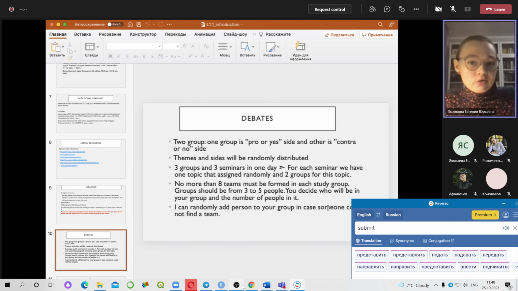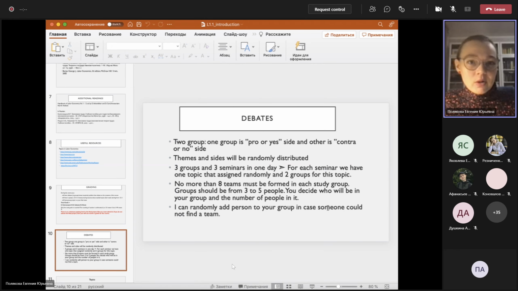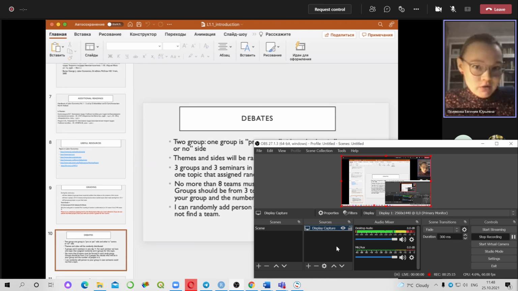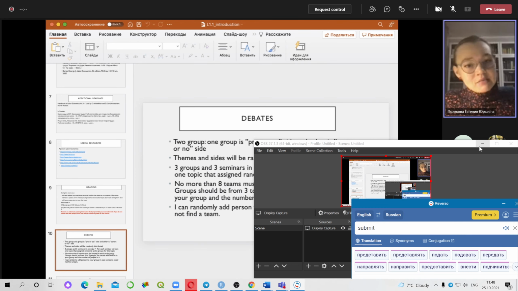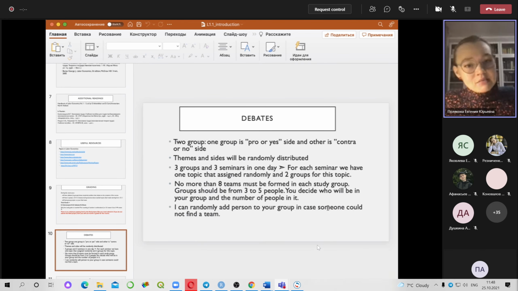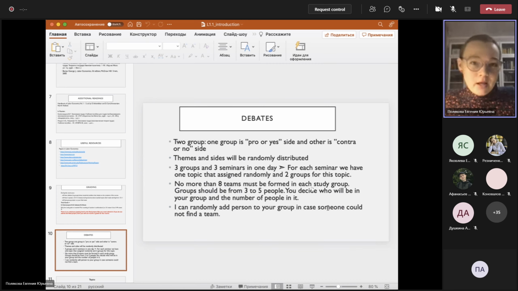Then the other group is contra, or no side, or you speak about the disadvantages. Terms and sides will be randomly distributed. Why? Because I will show you the topics a bit late, and I understand that all of you may have different positions, and maybe all of you have the same position on some topic or issue.